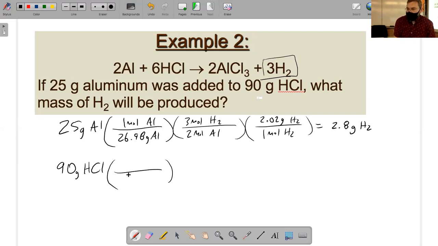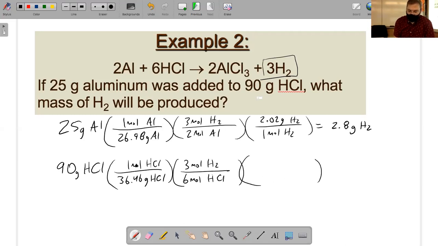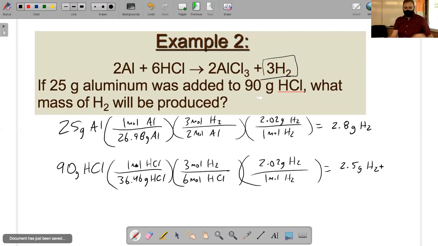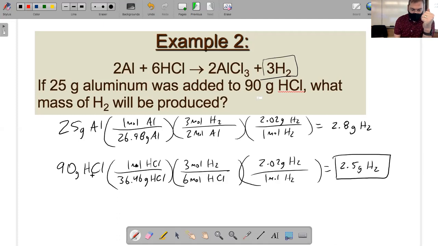The formula mass of HCl is going to be 36.46. The mole ratio is different because for every 6 HCl, we get 3 mole of H2, but the last is exactly the same, 2.02 grams of hydrogen per mole of hydrogen. 90 divided by 36.46 times 3 divided by 6 times 2.02, 2.5. So it turns out this is the actual quantity of product you get. HCl is limiting, and the aluminum is in excess.